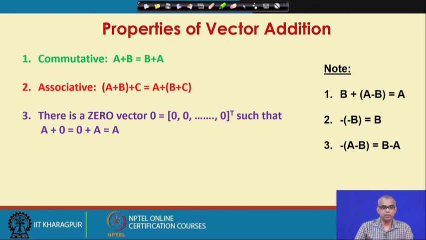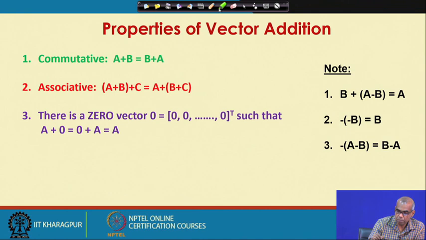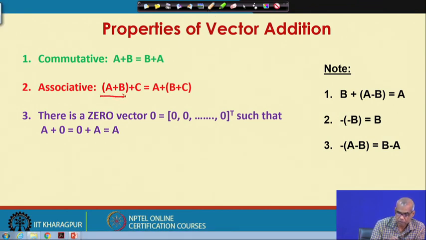Here are some properties of vector addition. Vector addition follows commutative property. So, a plus b equal to b plus a. It follows associative law. So, if you perform a plus b first and then add c to it, the result will be same as if you perform b plus c and then add a to it.